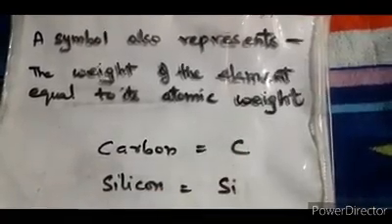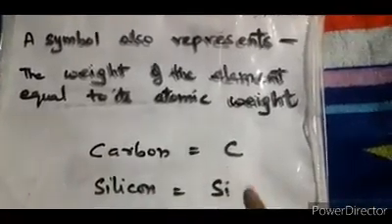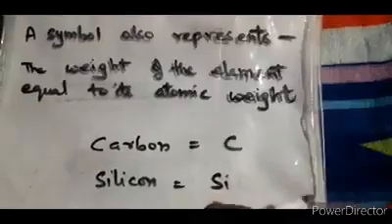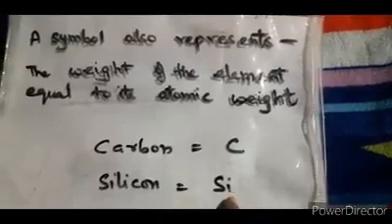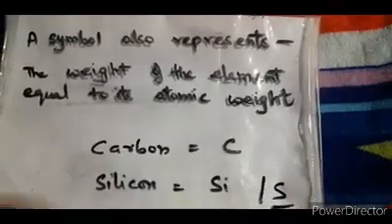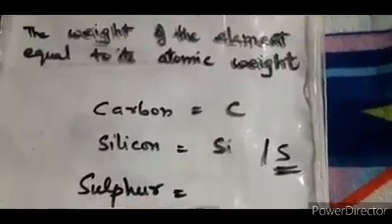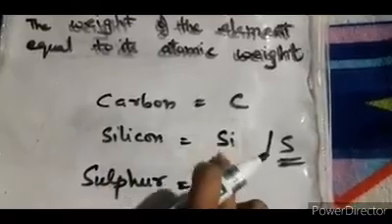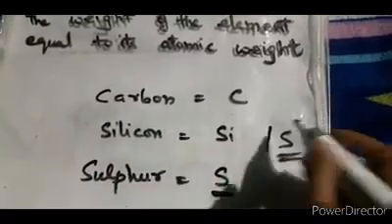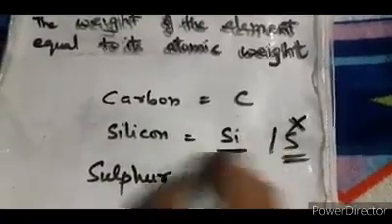But why does this happen, that over here you are using one single alphabet and over here you are using two? For example, over here you are writing Si. Why can't you write S over here? Because previously I have already mentioned that the sulfur symbol is S. Already we have used S for sulfur. So in case of silicon, you will not write S, you will write Si.